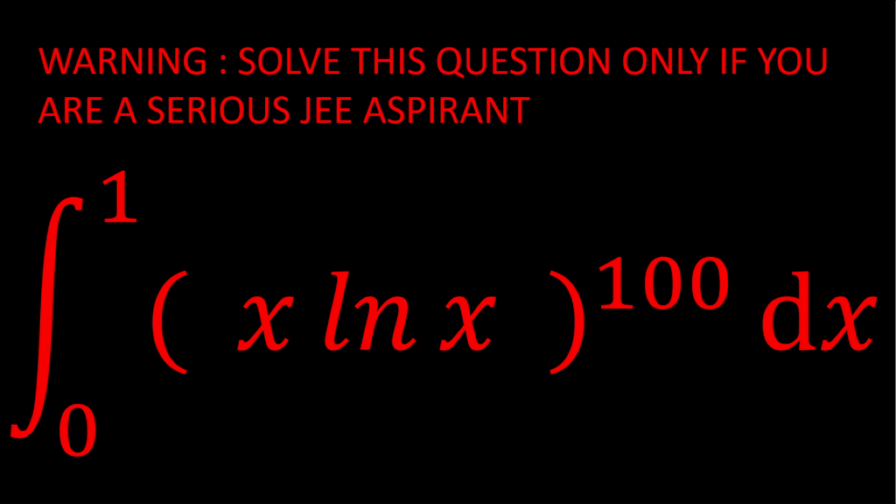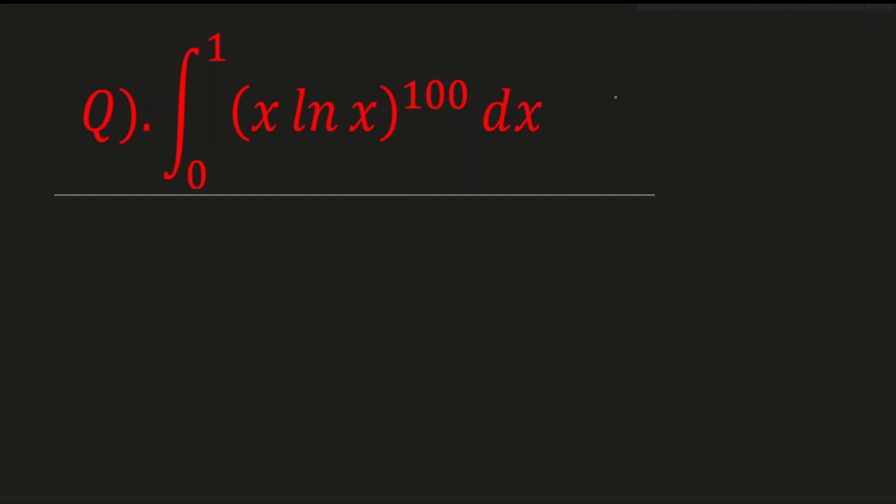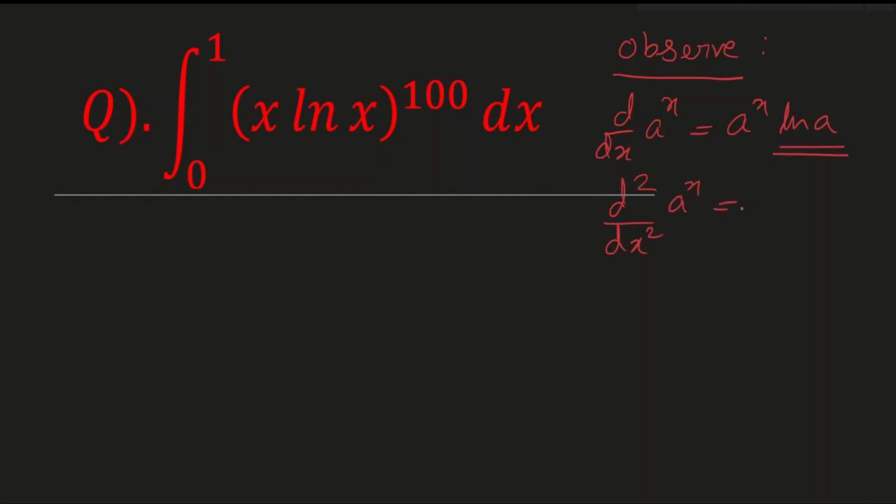Hi everyone, let us look at another interesting problem from integration. So firstly, I want to observe a few things over here, that the differentiation of a^x with respect to x is nothing but a^x ln a. So the second derivative of a^x: I take ln a as a constant and I differentiate a^x once again. So the answer is going to be a^x (ln a)^2.